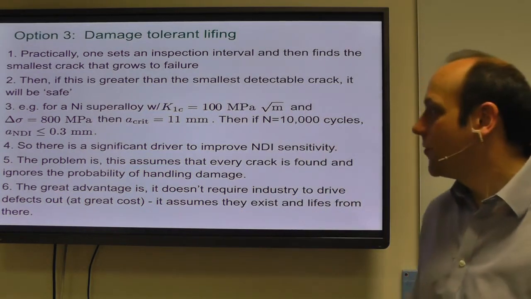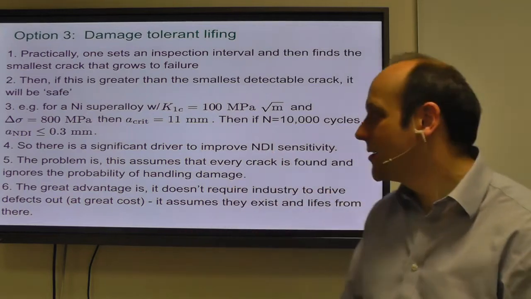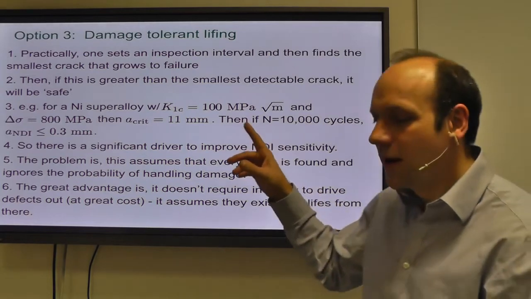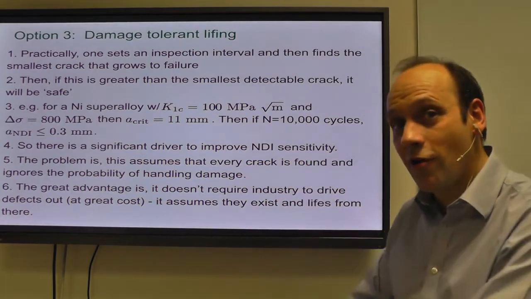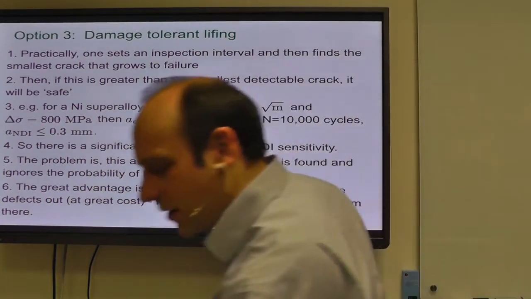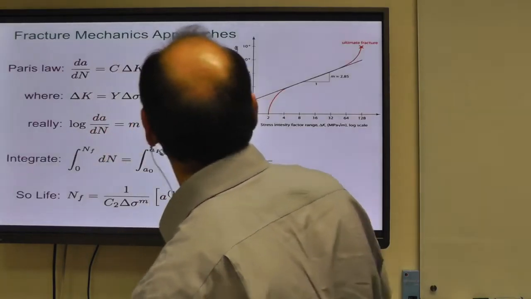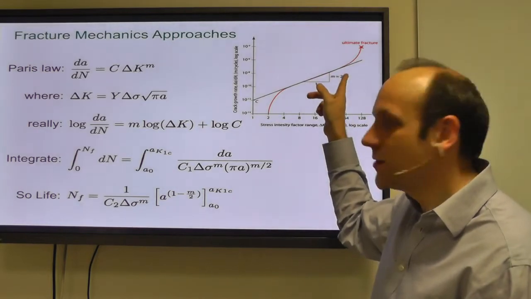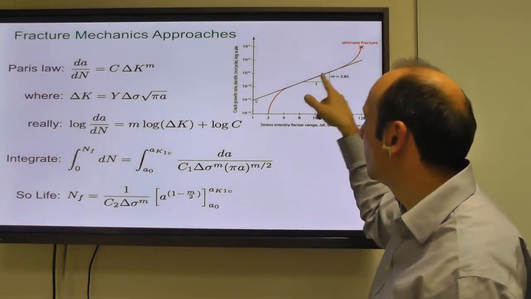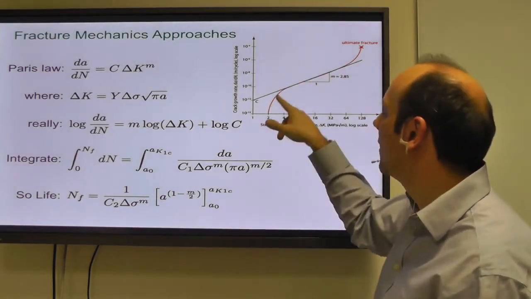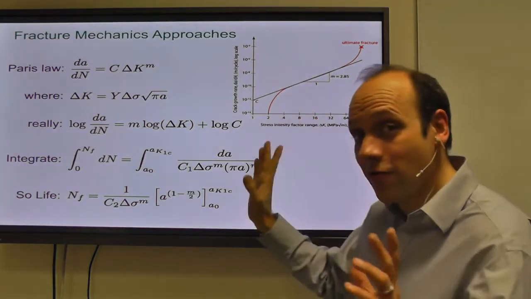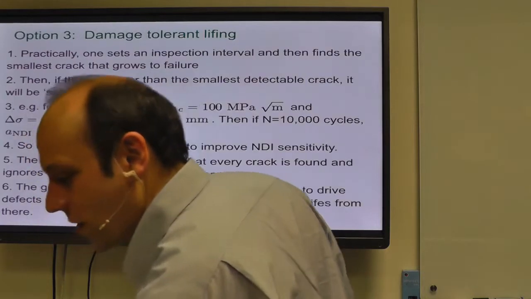So that means there's a big driver to make non-destructive inspection more sensitive, and there's a strong driver to make the fatigue crack growth rate slower. So our material parameter that we want to optimize now becomes the fatigue crack growth rate in the Paris law, not its toughness, not its initial defect distribution to some extent, but the NDI sensitivity and the fatigue crack growth rate. Those become the things that drive our performance.